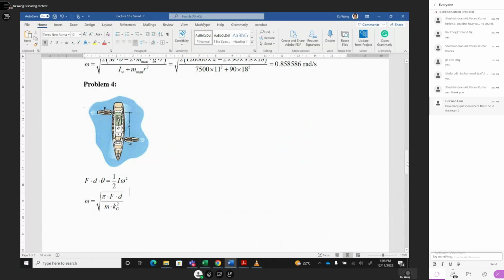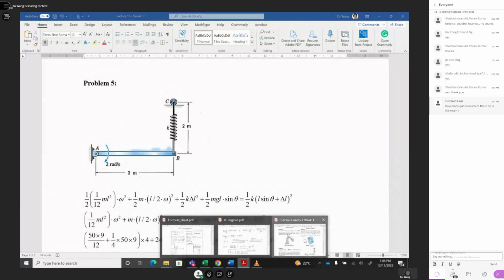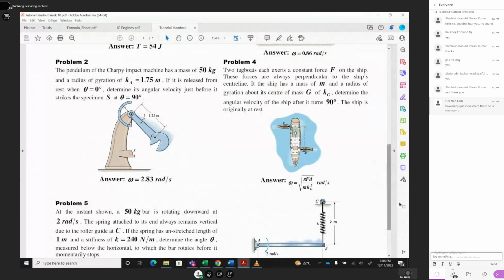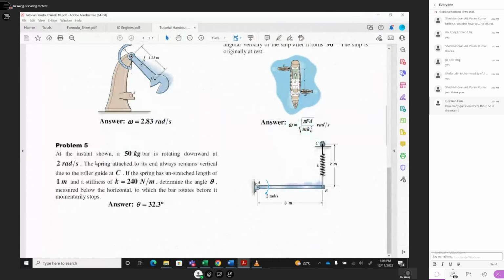What is the next question? Question 5. At the instant shown, this 50 kilogram bar is rotating downwards. Omega is 2 radians per second. The spring is attached to the other end and always remains vertical due to the lower guide at C. The spring has an unstretched length of 1 meter, but now it's 2 meters. You already extend 1 meter.